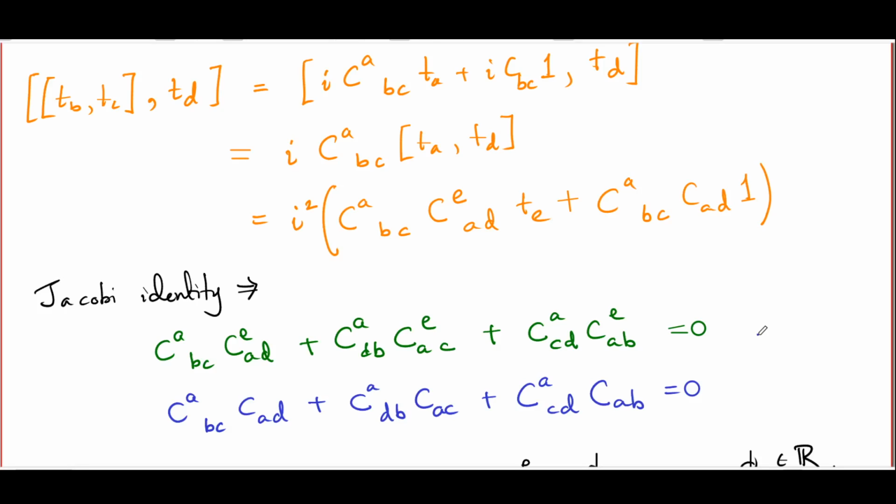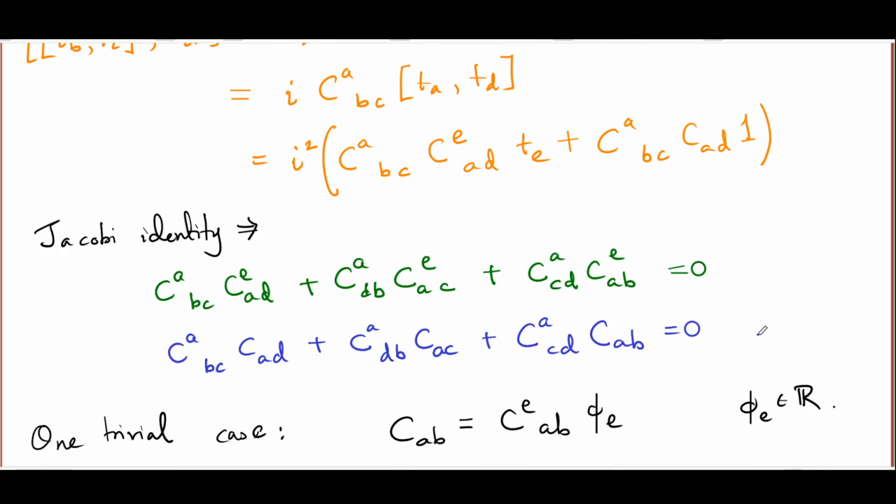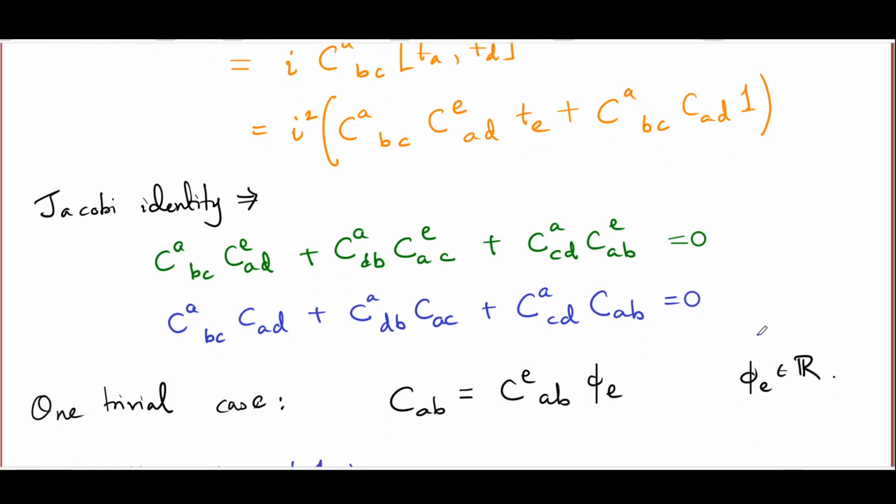Now, there's one reason why I've written these two equations just beneath each other. You can immediately see from the structure that if the new constant CAB were related to the structure constants by the following rule, CEAB times phi E, where phi E are just real numbers, then the second relationship, the one in blue, will automatically be satisfied given that the first one is.